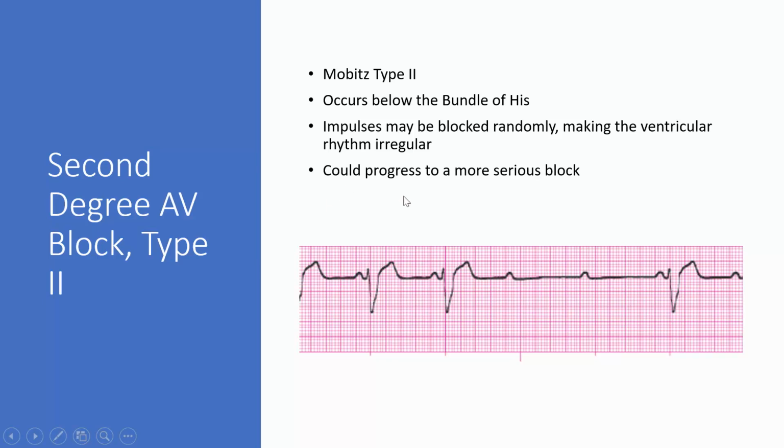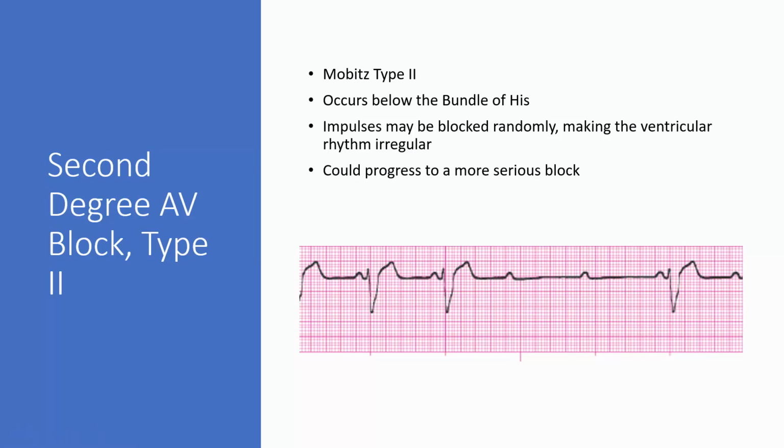So again, the main feature in a second degree type 2 block is you're looking at these PR intervals, and your PR intervals could be normal or they could be abnormal, but they're going to be consistent whatever they may be. Meaning if this first one is 0.25 seconds, then the second one will be 0.25, and then this one will be 0.25. They're consistently going to be the same.